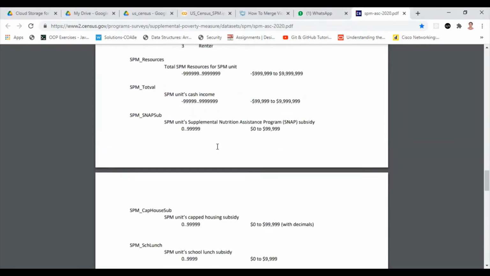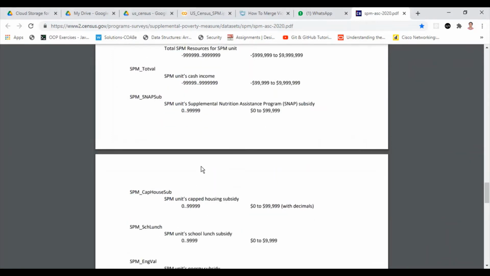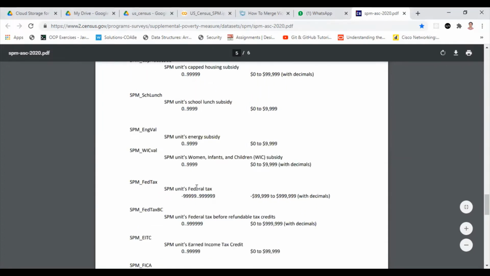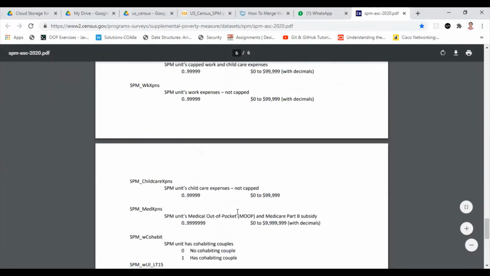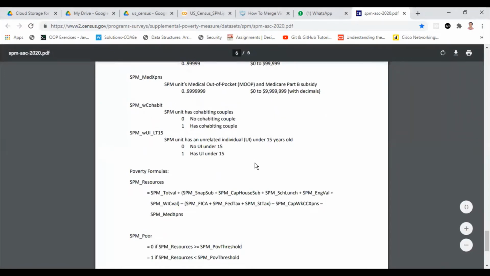And the SPM resources attribute takes into account several factors such as total, which is the income of a person, and then medical expenses, federal tax, and other tax related indicators as well, and then child care expenses, medical expenses, and so on.